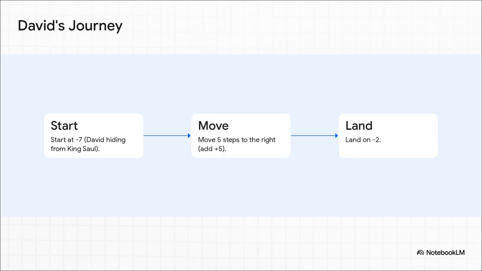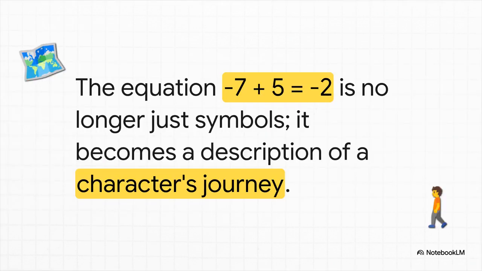You start at -7, he's at a point of struggle. You move 5 steps to the right, which is the same as adding 5, and where do you land? On -2. He's still in a negative spot, sure, but he's moved closer to 0. He's made progress. And that's the magic trick right there.